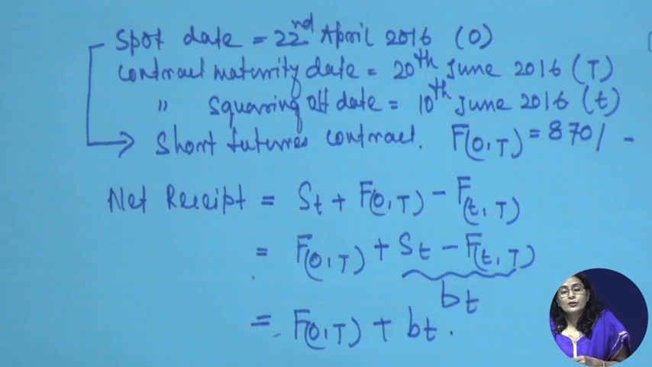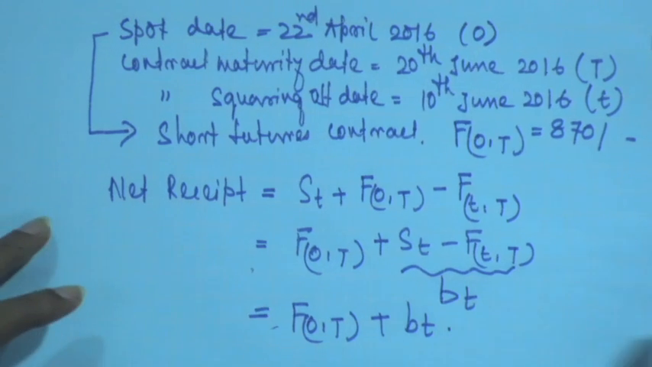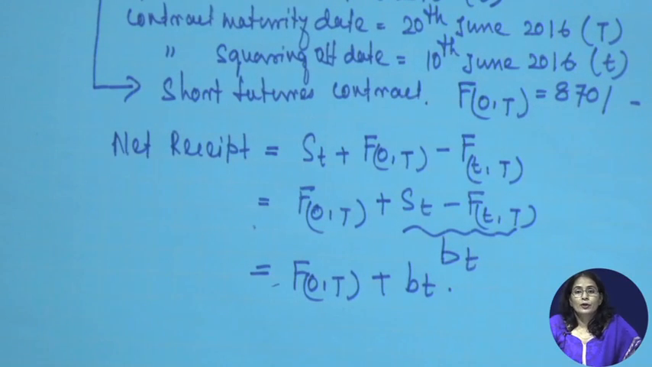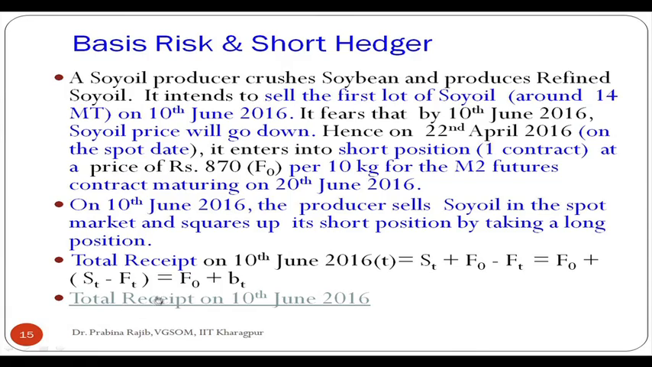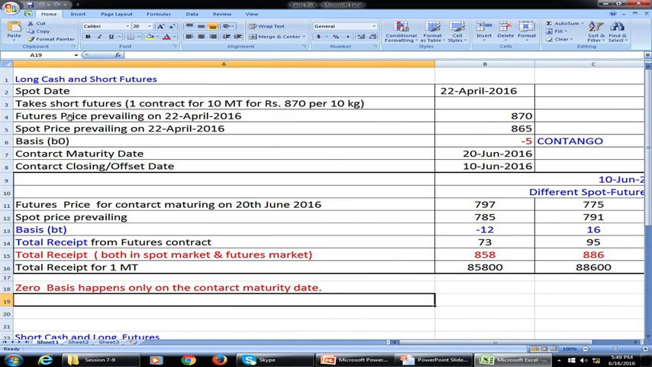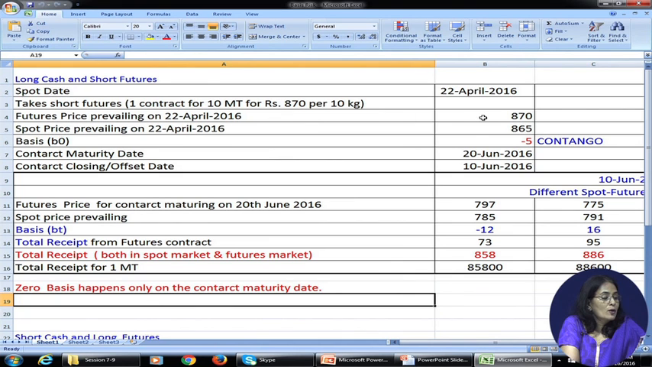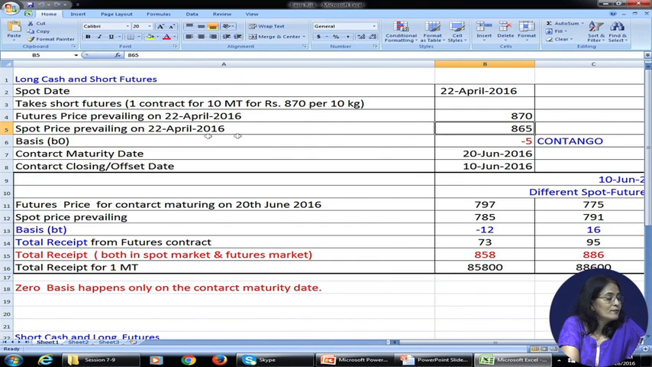Now let's take some combinations of spot and futures price to understand what is going to be the net receipt of the long cash and short futures position holder. As I mentioned, the spot date is 22nd April, the futures price prevailing on this date is 870, the spot price prevailing is 865, so basis is minus 5. You have a contract maturity date on 20th June, and the contract closing or square up date is 10th June. This is the date on which the trader would like to square up its position. Now let's take different combinations of spot and futures price which are going to prevail on the contract squaring up date, that is 10th June 2016.